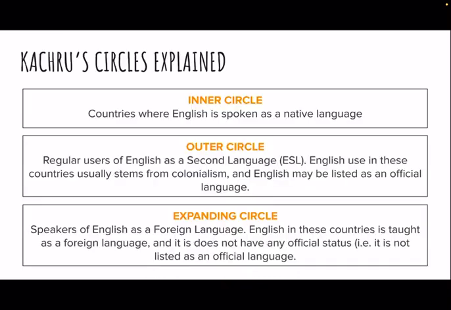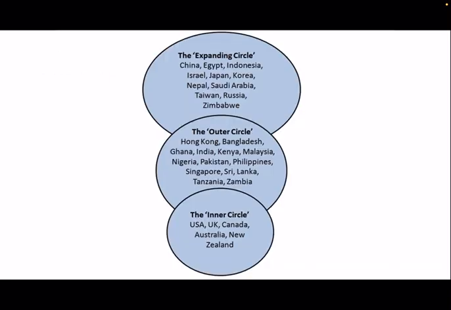The outer circle is regular users of English as a second language. English use in these countries usually stems from colonialism, and English may be listed as an official language. So if we look at the outer circle here, we've got Hong Kong, Bangladesh, Ghana, India, Kenya, Malaysia, so on. These are places that more often than not were colonized by England, so they have quite a historical connection to English in that country, and it was probably still used in some capacity as an official language, even though it might be in conjunction with other official languages as well.